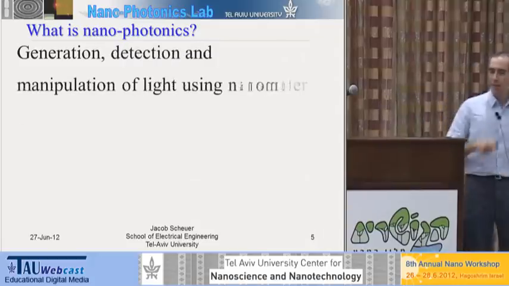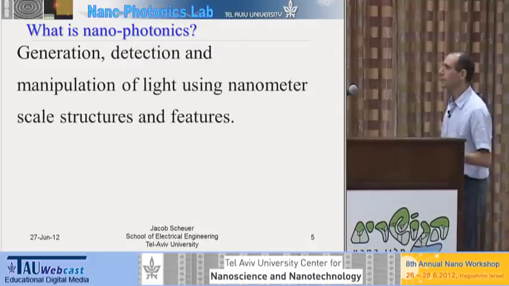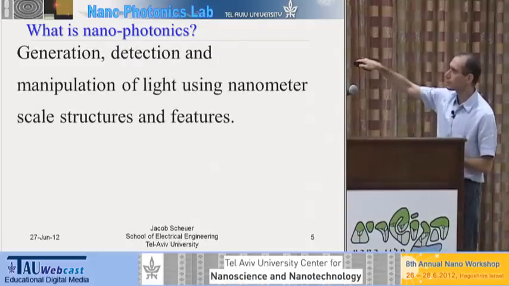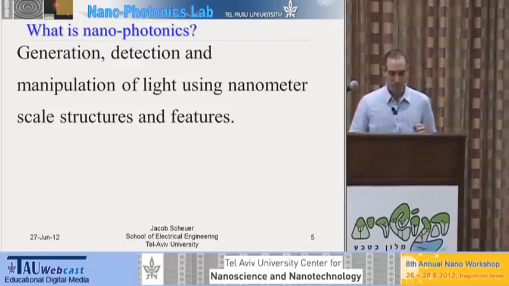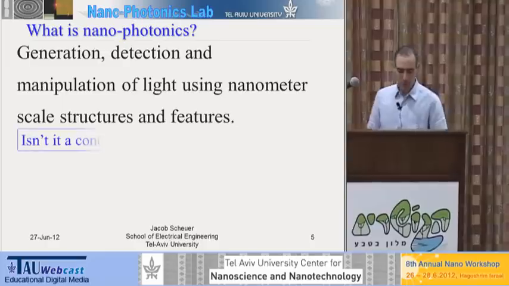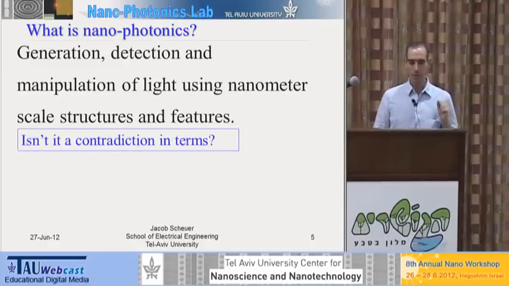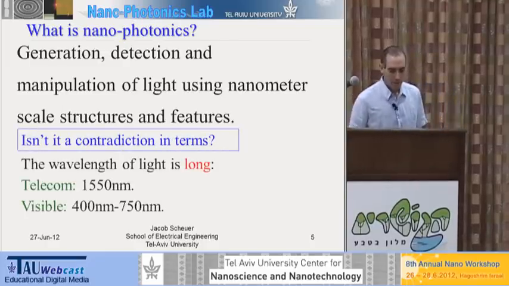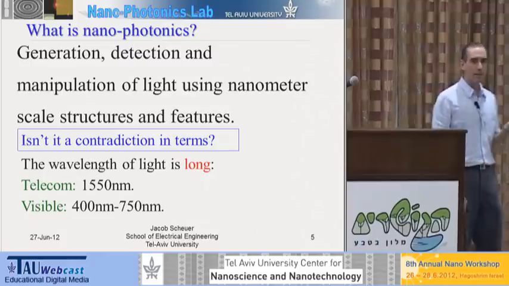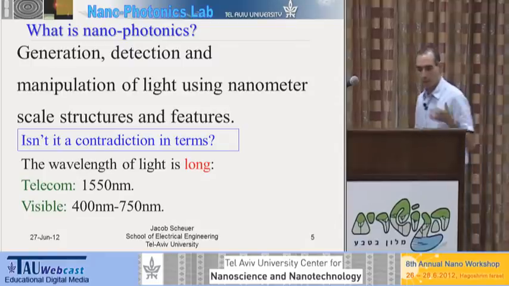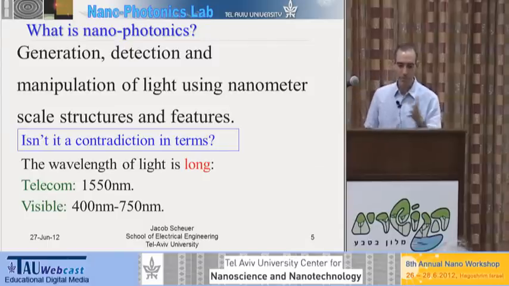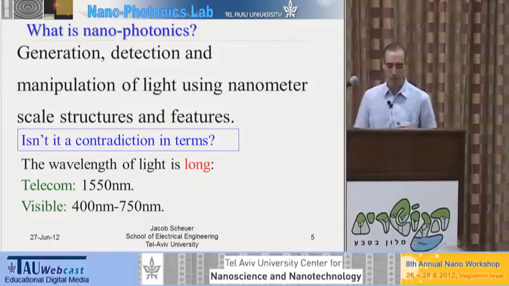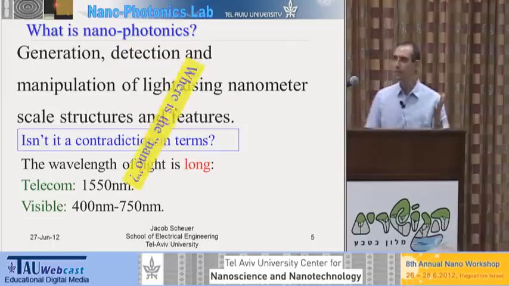So what is nanophotonics? If we summarize everything there is to do with nanophotonics, we could say that it's the generation, detection, and manipulation of light using nanometer scale structures and features. But if we think about it, it seems that this is a contradiction in terms. And why is that? The wavelength of light is relatively long. In telecommunication, we're talking about a wavelength of 1.5 microns, and the visible is between 400 and 800 nanometers. So these are a lot of nanos. In a single word, where's the nano here?